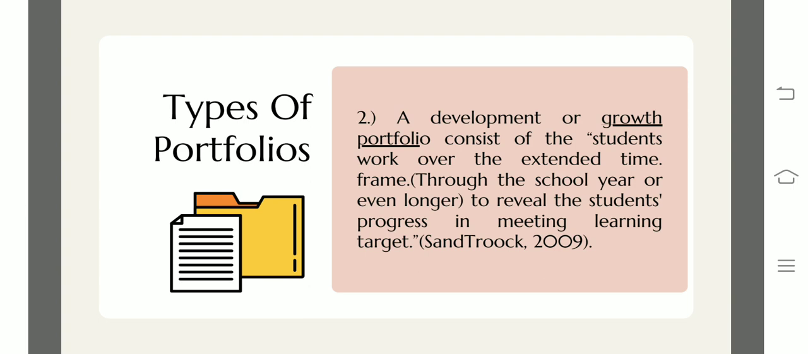And also, a development or growth portfolio provides concrete evidence of how much a student has changed or developed over time. For example, to see how much a kindergarten pupil has improved in his skill in writing his or her name, one needs to compare his written name from the beginning of the school year with that of the middle and the end of the school year. So that is the example of a development or growth portfolio.